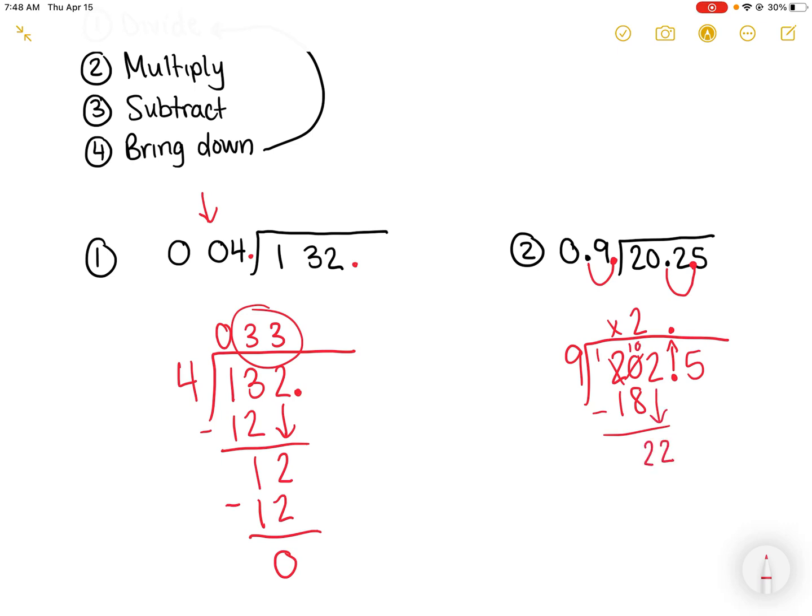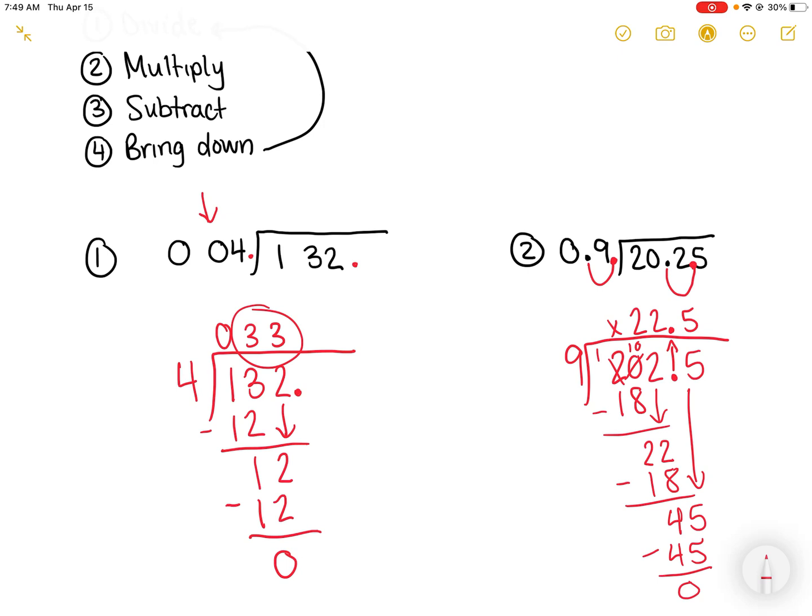Then I can bring down my 2. 9 goes into 22 2 times. 2 times 9 is 18. 22 minus 18 is 4. Bring down my 5. 9 goes into 45 5 times. 5 times 9 is 45. Subtract, and I get to 0.